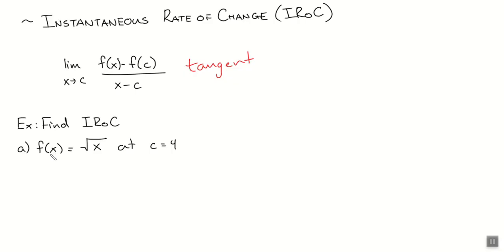If I'm asking you for the instantaneous rate of change of this function at c equals 4, is there a more concise way that I can write this? The instantaneous rate of change is the slope of the tangent line, right? And how do we refer to the slope of the tangent line a couple minutes ago? f prime of 4. I want you guys to find me f prime of 4.